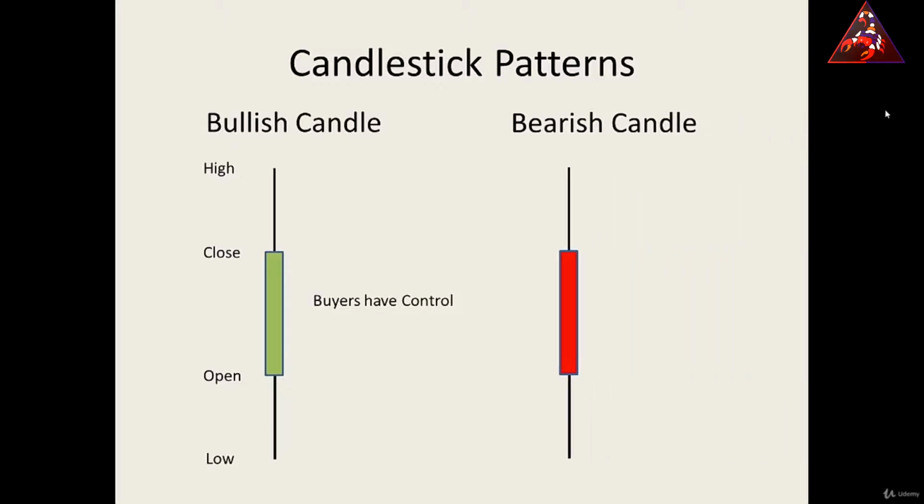Conversely, a bearish candle, in this case, is coloured red. Again, the candle has an open, a high, a low and a close. And during the formation of this candle, it opened at a certain level and closed at a lower price than the opening level. And this again suggests to us that sellers have control at the formation of that candle.